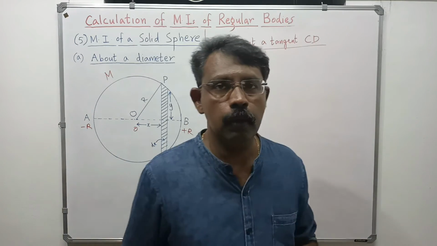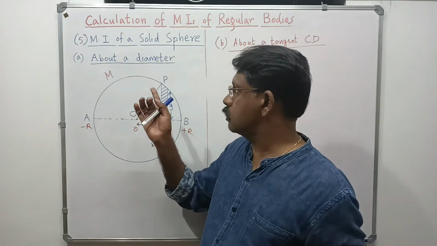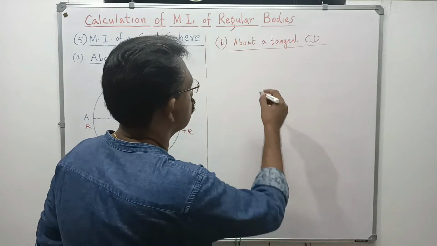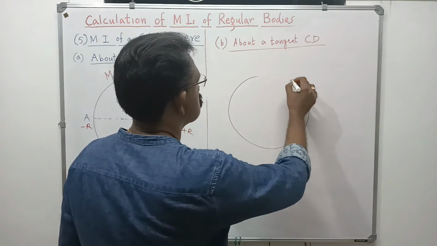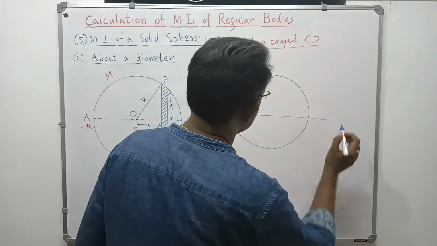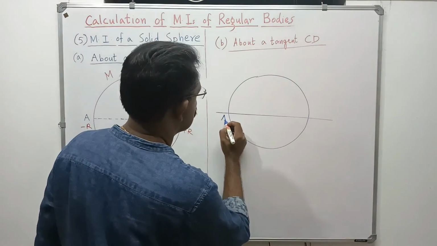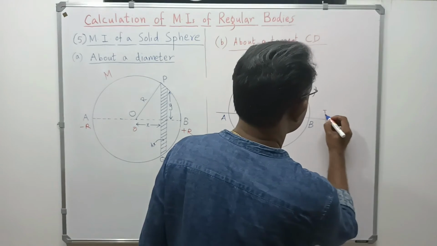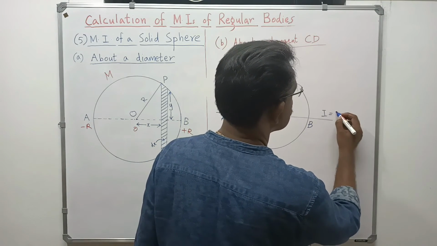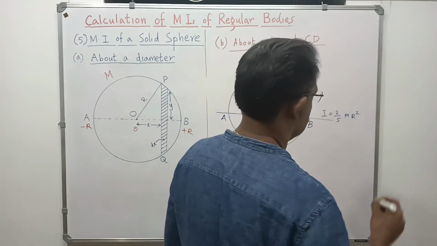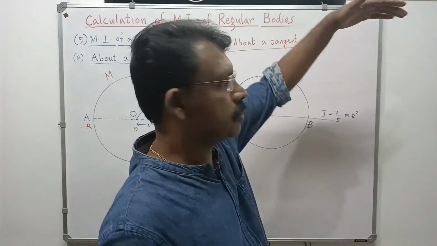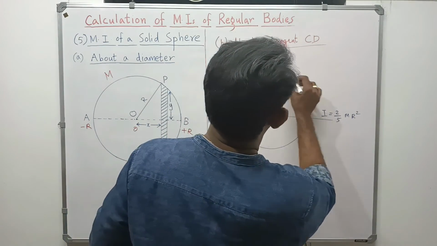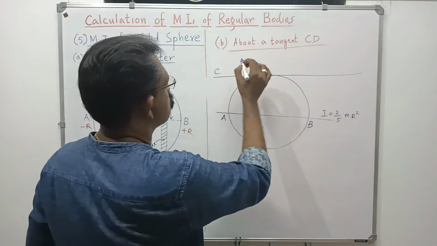Now we have already found out the moment of inertia of this sphere about a diameter. Now we are taking another axis, which is the tangent. What is a tangent? I already have a sphere like this. We have found this about this diameter AB, and we have already derived that the moment of inertia of this sphere about this diameter axis is 2 by 5 m r squared. Now consider another axis, which is a tangent. The tangent will be passing through this point. So this is the tangent that we are considering, and I am taking this axis to be CD.